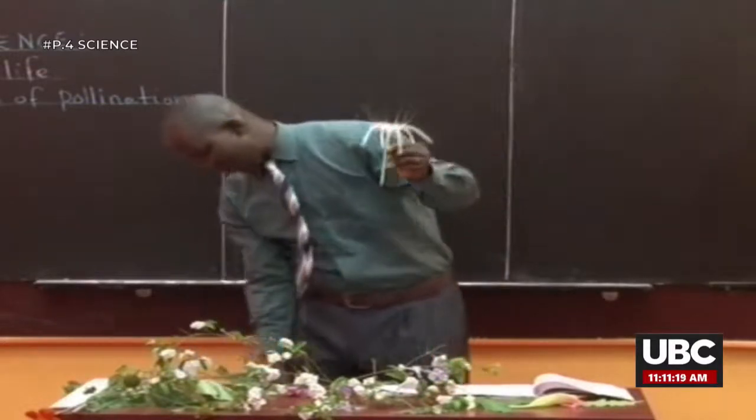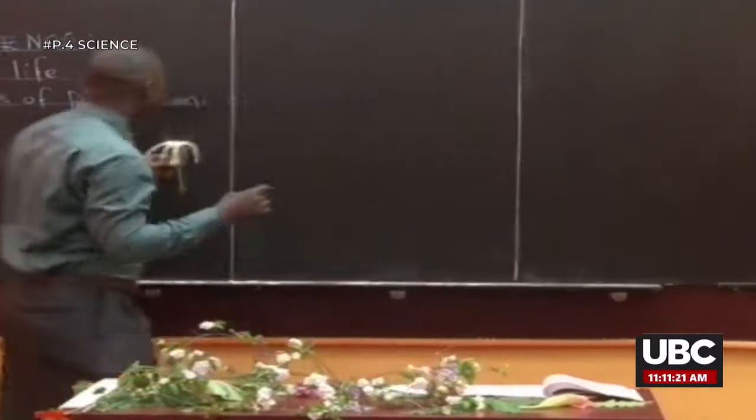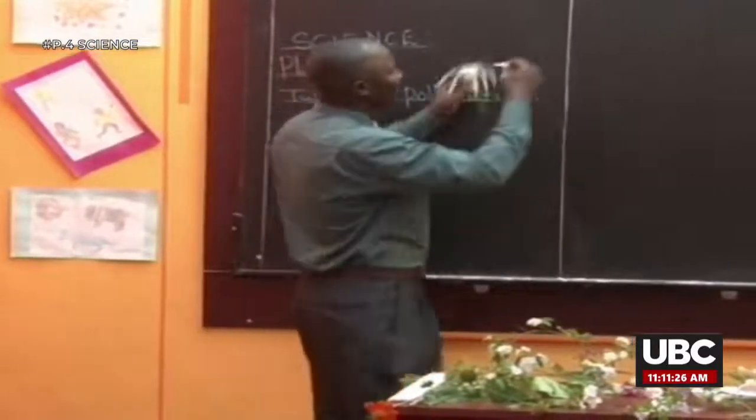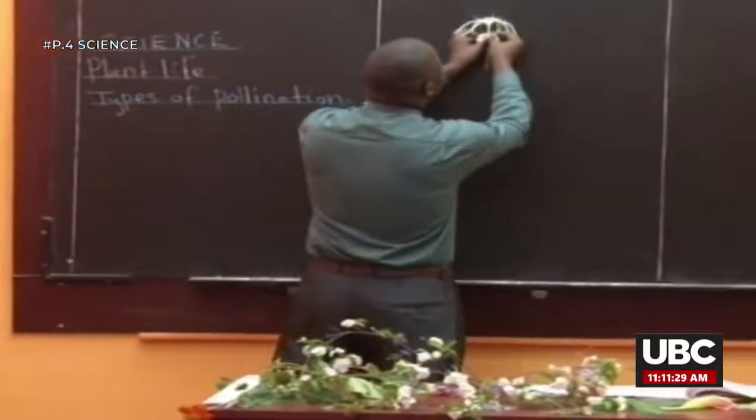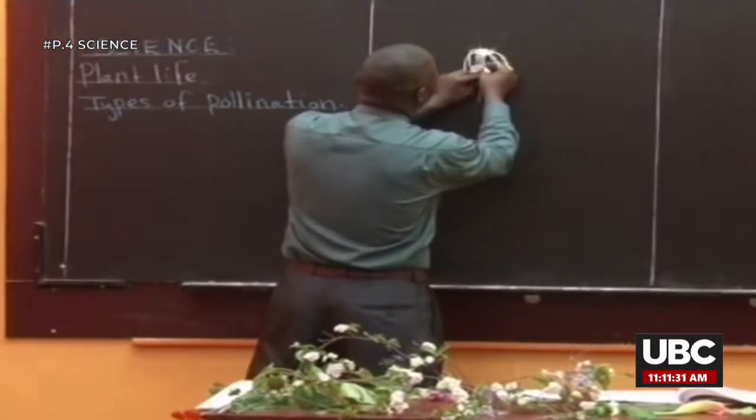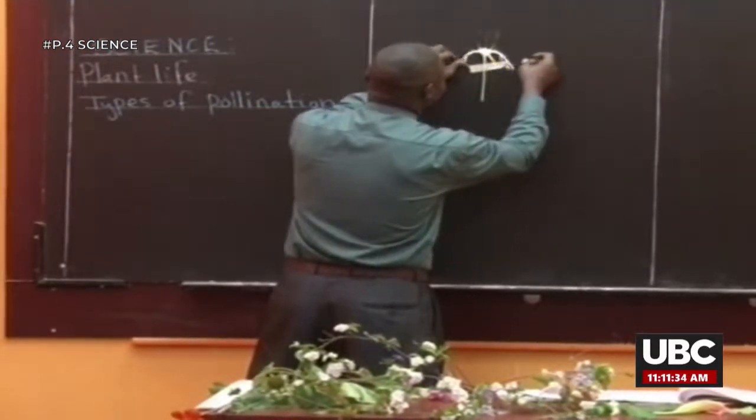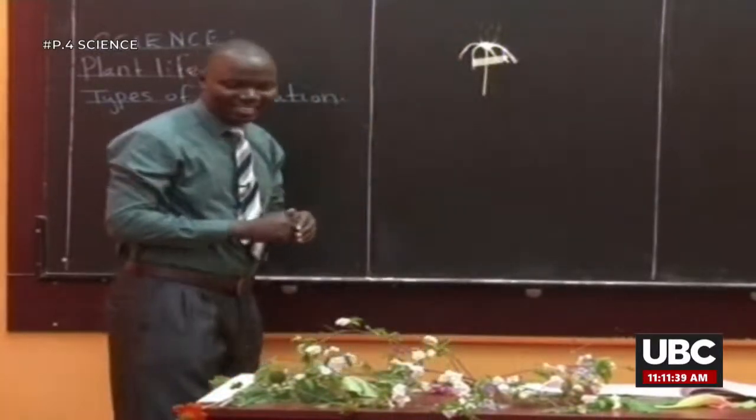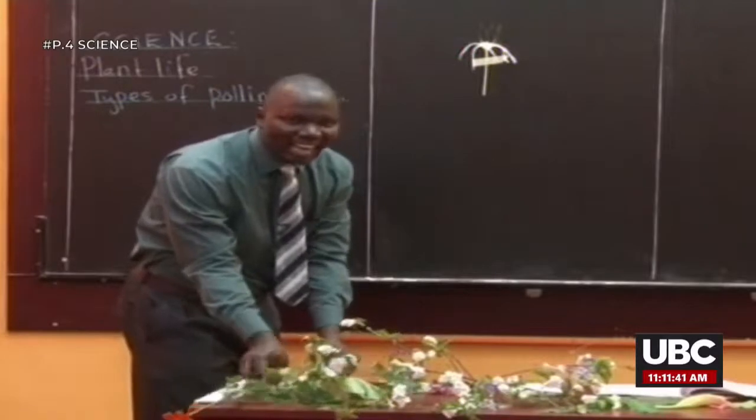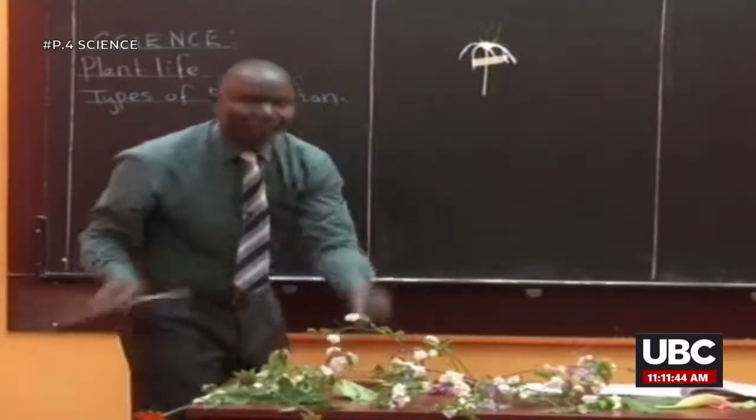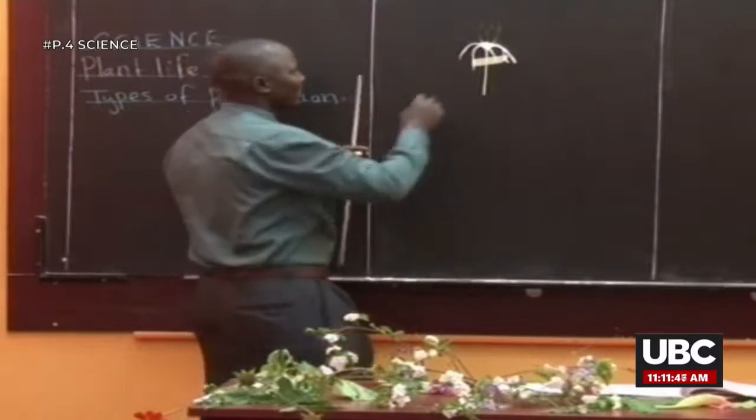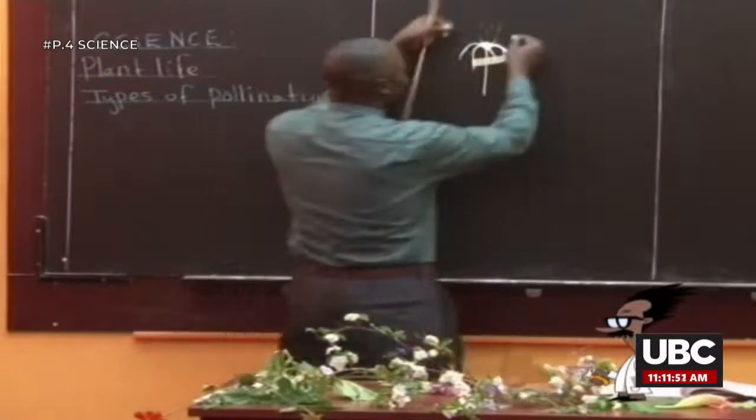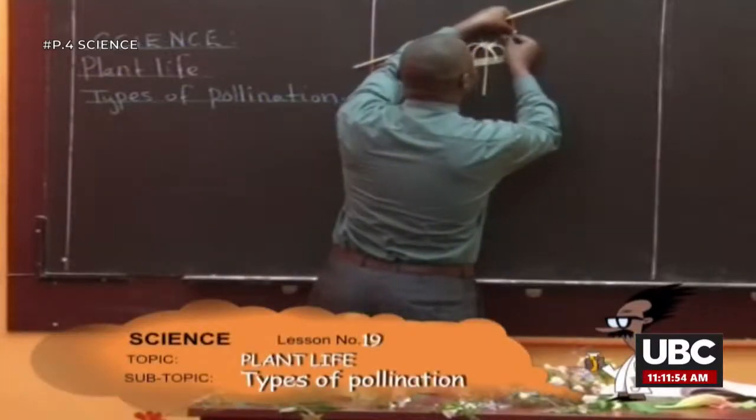I'll attach my flower here onto the board. Let me put it around here. It's okay. Let me put my flower here where everybody can see it. There we are. My flower is there. This flower has the following parts. Which are the parts?